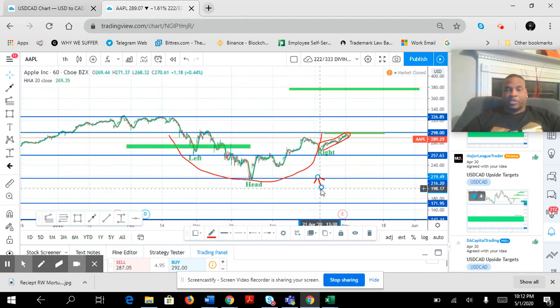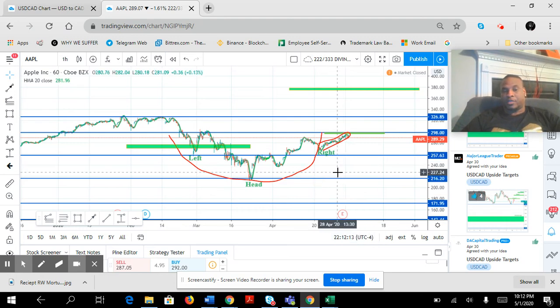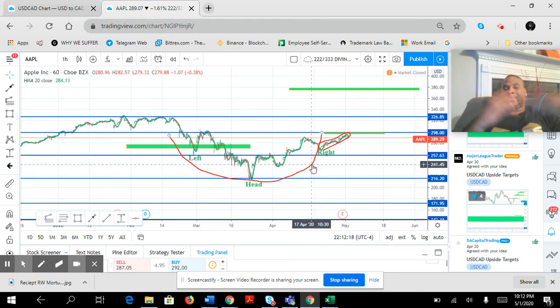That's how you know where to set your stop losses. You look for the next area of major support or major resistance. Depending on if you're taking a short, look for the resistance. If you're taking a long, buying, look for support. Below support, above resistance. That's where your stop losses are going to go.